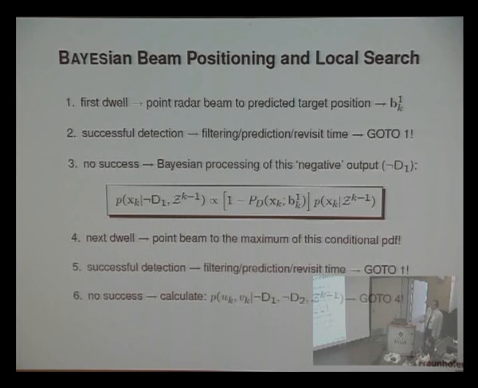So the management strategy would be: calculate this, and then point the beam to the maximum of this conditional PDF. This is the rule. There are other rules; this is one rule. If we have a successful detection, we do the filtering, do the prediction, calculate the next revisit time, and go back to 1. If we have no success, we calculate the PDF with two pieces of imperfect information. I would like to show this in an example.